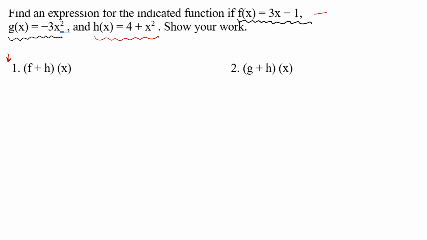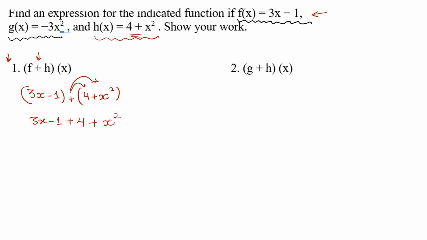You can see from the question that f is given as 3x minus 1. Since a positive sign is written, keep them in brackets, put plus, and then write the h function, which is 4 plus x square. Now add them. Since they are asking you to show your work, first of all, you open the bracket. That means 3x minus 1. When we multiply anything by a positive sign, it gives us the same thing. So we will get plus 4 plus x square.